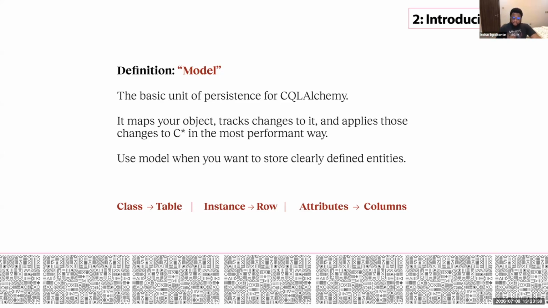But I don't want to get ahead of myself. So the model's class name is mapped to a table, an instance of that class is mapped to a row, and the attributes in that class are mapped to columns.